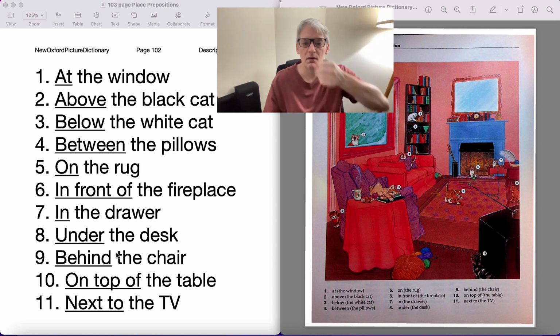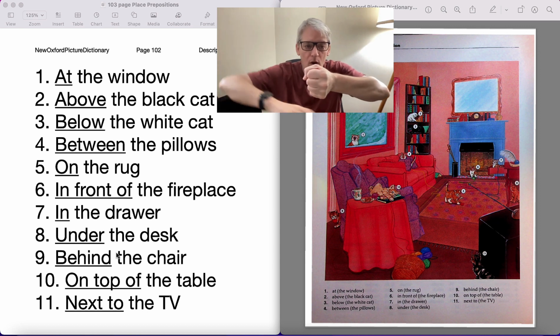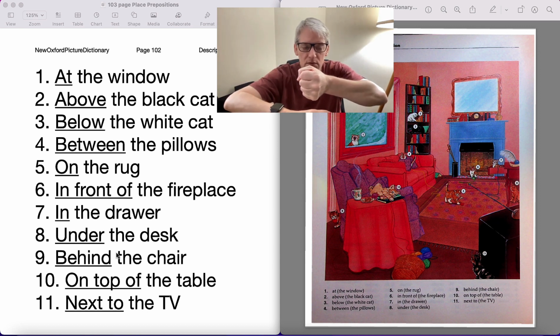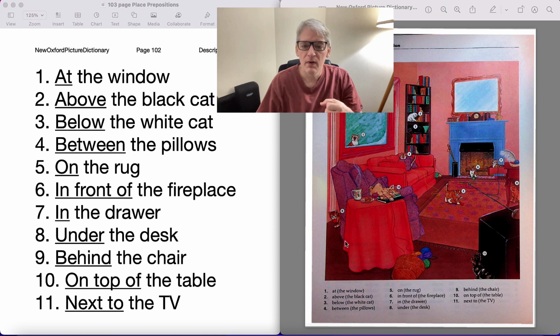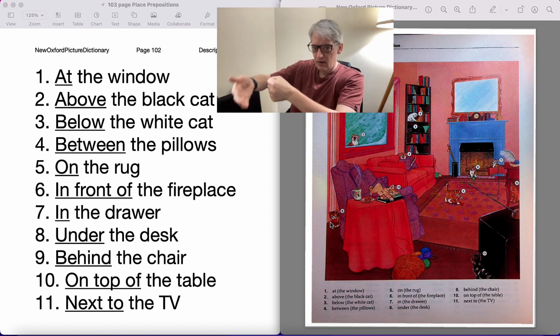Number eight, under the desk, right? This is basically the same as number three, below, under. Number nine, you have the chair here, the purple chair, and this cat is behind the chair, behind, behind the chair.